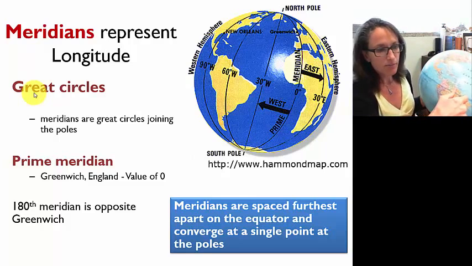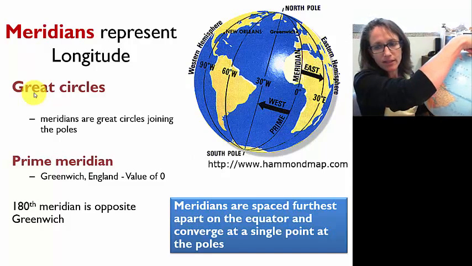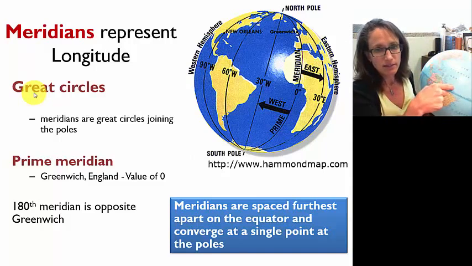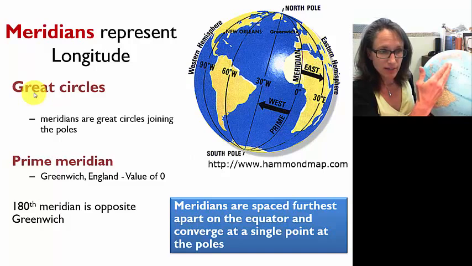So notice that our meridians are spaced farther apart at the equator, and as they move towards the poles, they get closer and closer together. So meridians, lines of longitude, are not parallel to each other, but they do cross the parallels at a right angle.